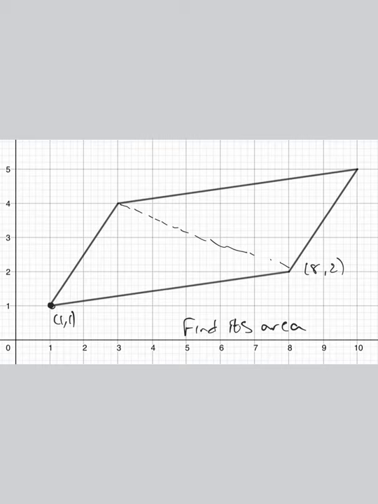Let me change that color because it's not showing up very well. Well, that's even worse, isn't it? All right, let's go to blue. Okay, form the vector going from that point to that point. Form the vector going from this point to this point. It's not drawing. There we go.